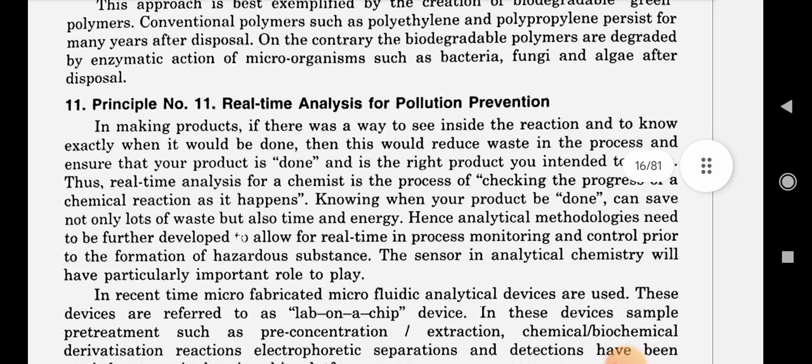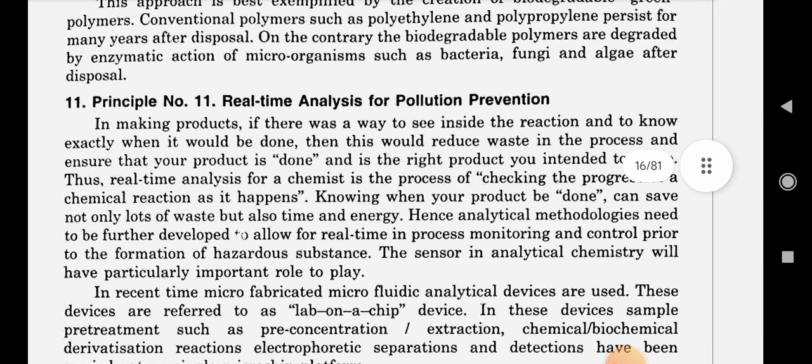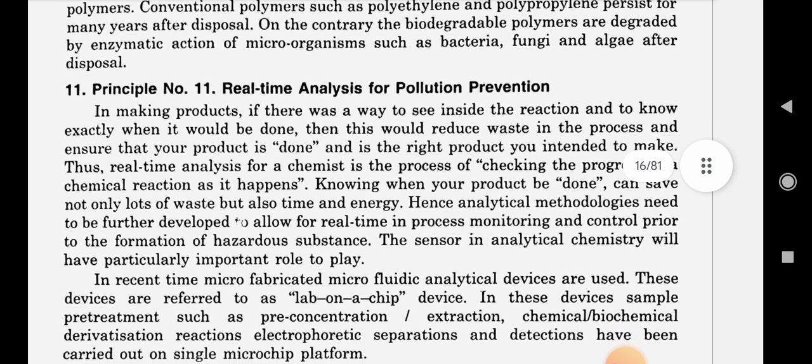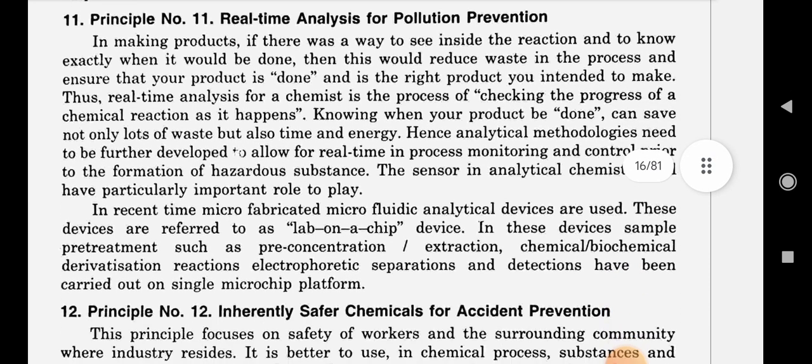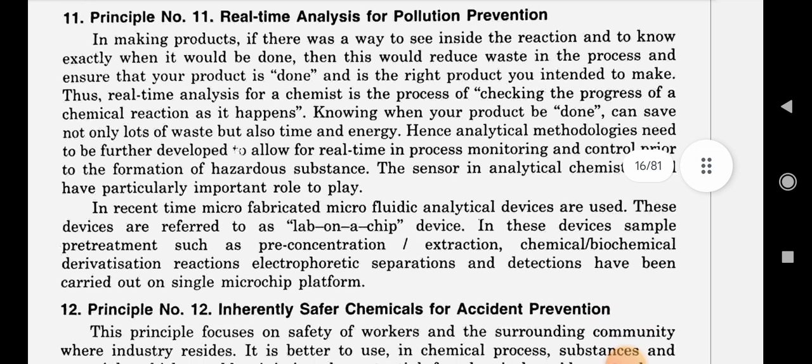On the contrary, biodegradable polymers are degraded by the enzymatic action of microorganisms such as bacteria, fungi, and algae after disposal. Real-time analysis for pollution prevention.